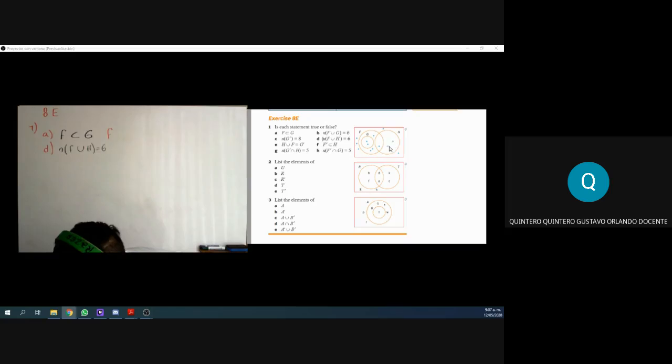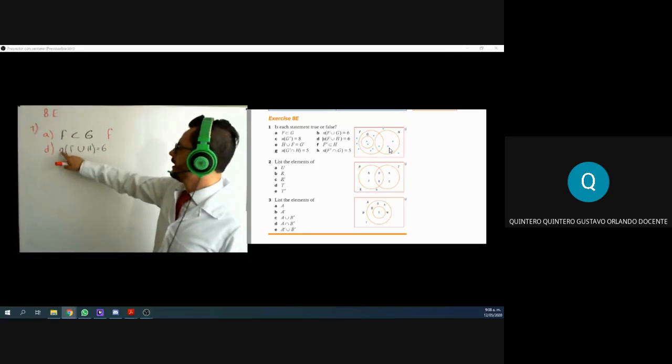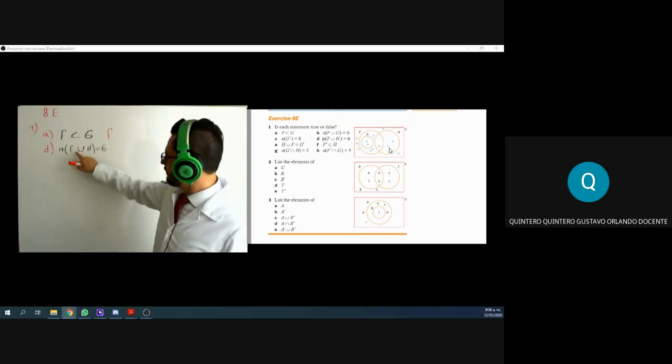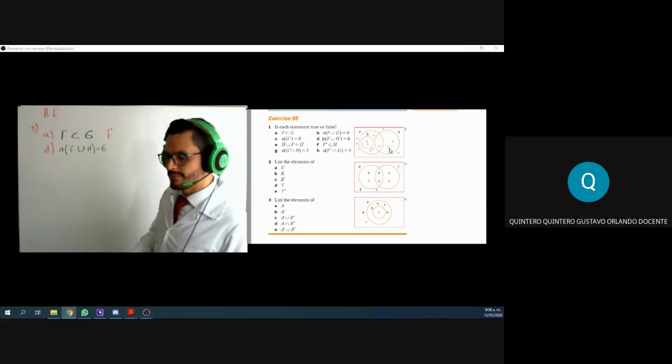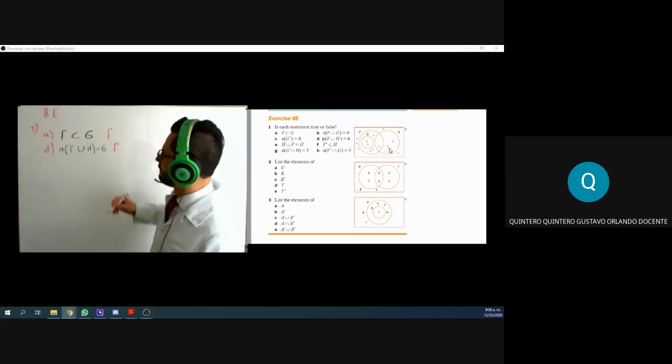6. Plus another 2 of H. Look, H has 3 elements. But this little one is in the intersection, right? And this one we already counted. When we were counting F, we counted this little dot already. So we have 1, 2, 3, 4, 5, 6, and then 2 more. So 8. The amount of elements in the union of F and H is 8, not 6, meaning this is also false.